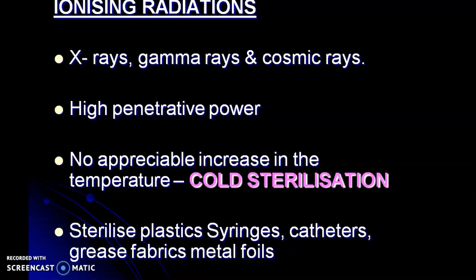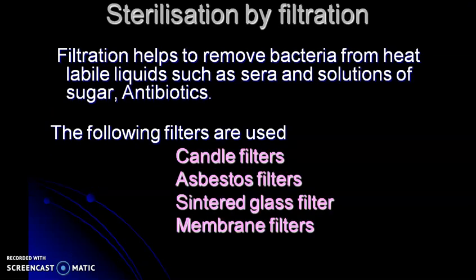Ionizing radiation is an excellent sterilizing agent and penetrates deep into objects, unlike UV radiation, and it will destroy bacterial endospores and vegetative cells. It is used to sterilize plastic syringes, catheters, and fabrics. That brings us to the end of the physical methods of sterilization. Now let's see the mechanical method of sterilization, that's filtration.